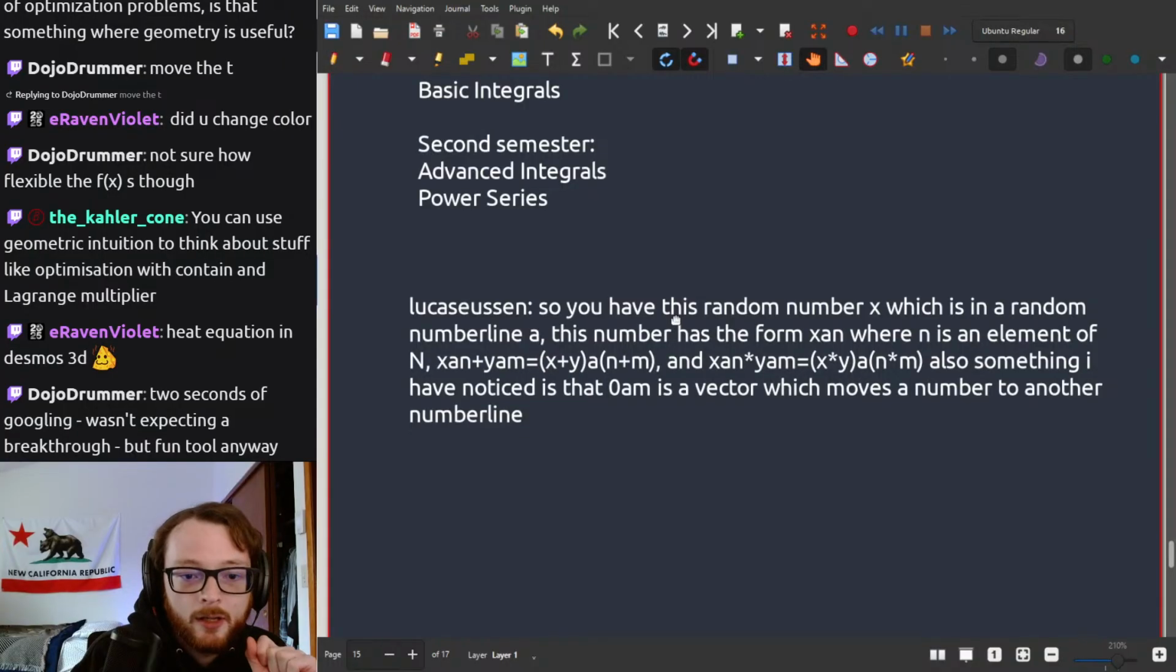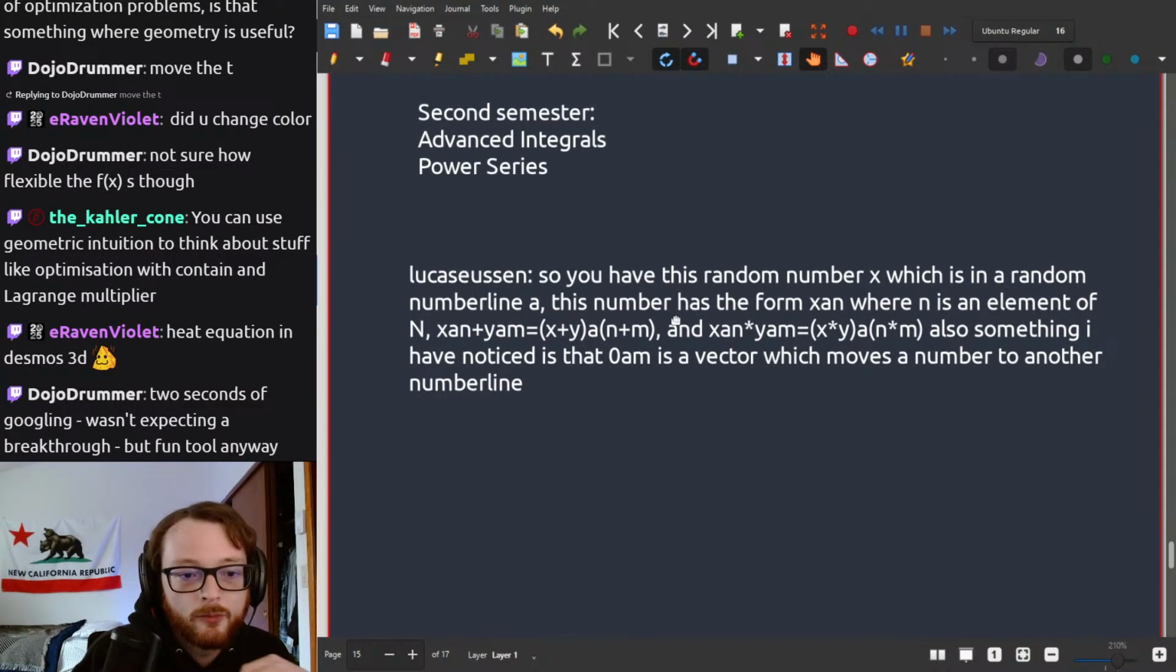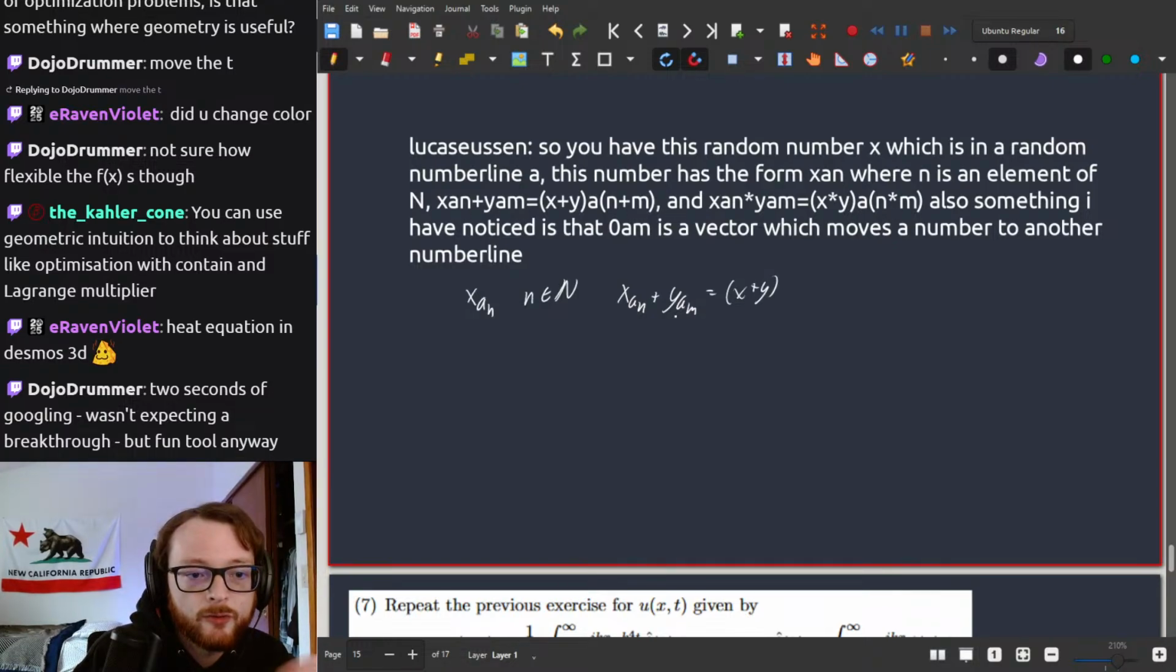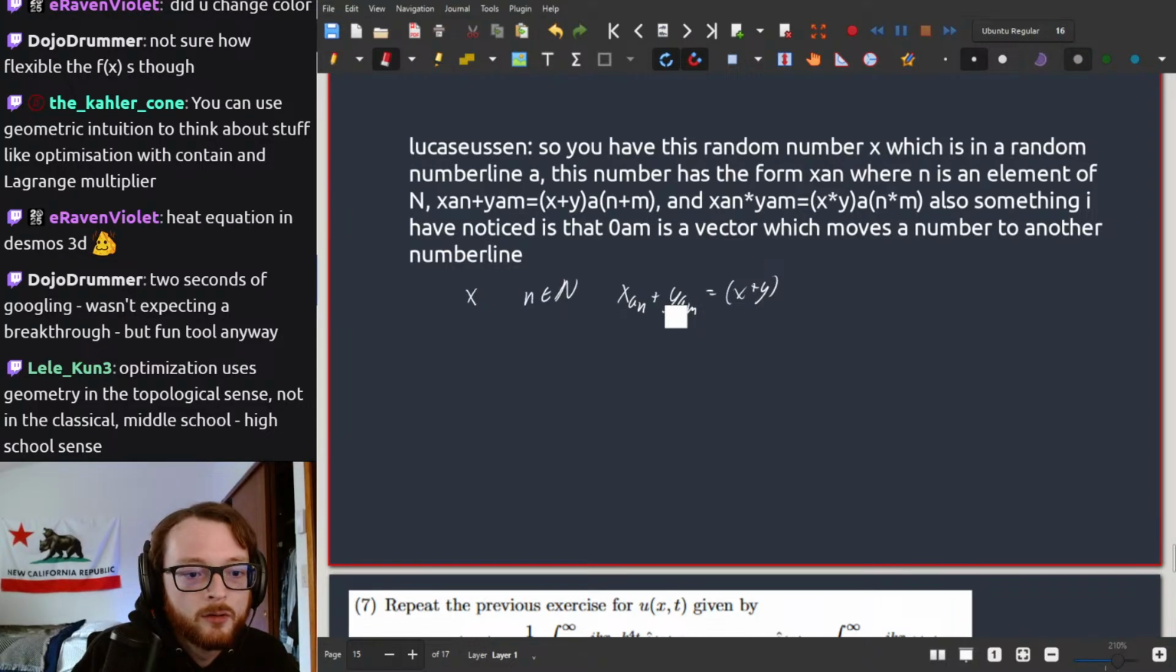Okay, so Lucas, sorry to keep you waiting. Let's read that. Then we still have a drawing to get to. You have this random number x, which is in a random number line A. A random number line? I don't know what that means, but this number has the form x_a_n, where n is an element of N. X sub a sub n, I assume. N is a natural number. X sub a sub n plus y sub a sub m. Maybe this isn't sub, maybe the a is actually separate. Like that.